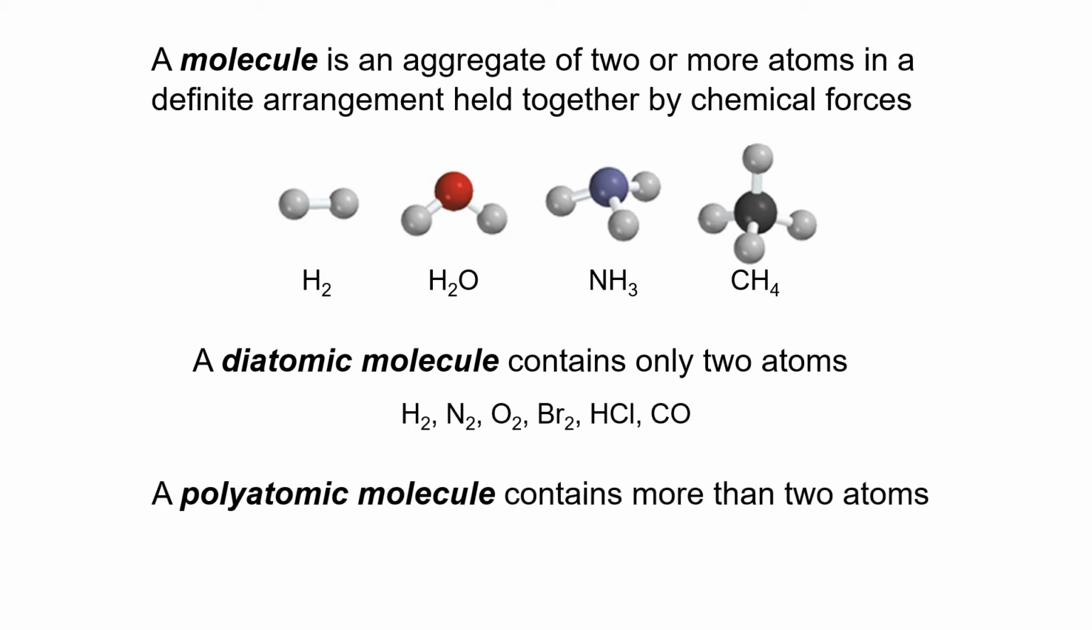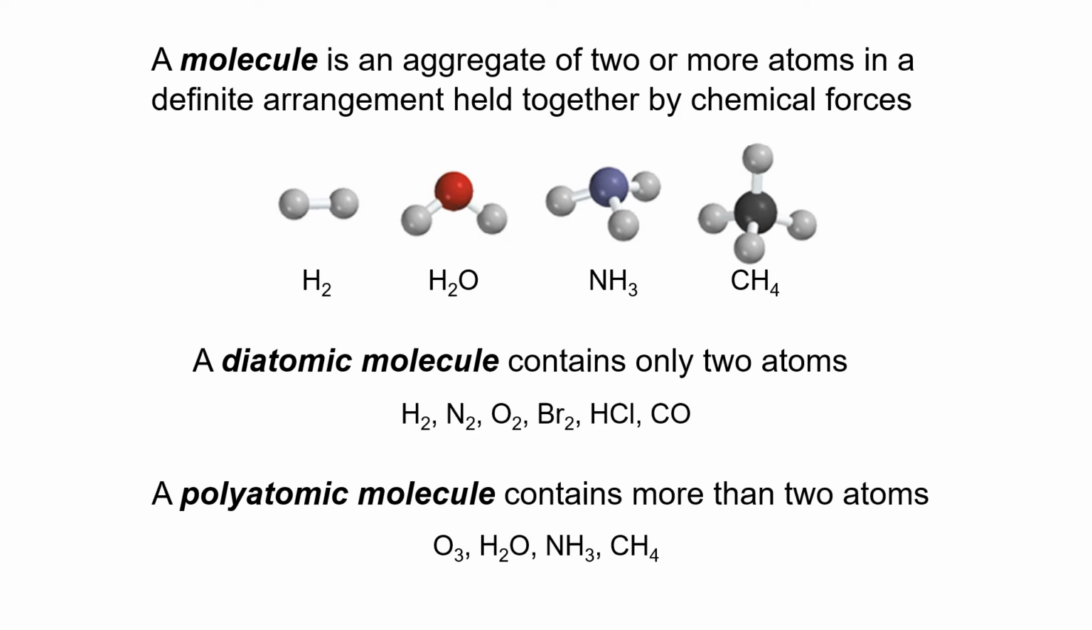We can also classify molecules that have more than two atoms in them as polyatomic molecules. So they have more than two atoms. Do not confuse this with polyatomic ions. These are molecules. They are chemically bonded together. They do not carry a charge as a unit.